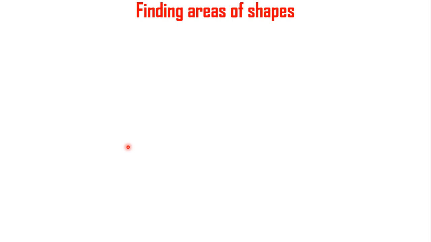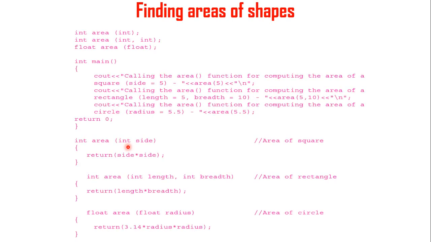So here we are going to write a function overloading program to find out the area of shapes. Let's see how to write it simply. Now, if you look into it, I have written the function prototypes here. First, we'll see the main program, and then we can do it.